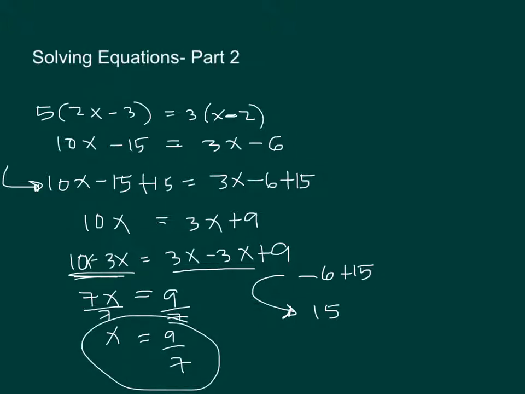And again, if you want to make sure it's correct, you can plug it in. But as you can see, it's a fraction. Sometimes it's not easy to check it. But what you can do is check your steps to see if you're doing everything right. Okay, so that's 9 over 7. If you want to write it in a mixed number form, it's 1 and 2 over 7. 7 times 1 plus 2 is 9, so it's 9 over 7.